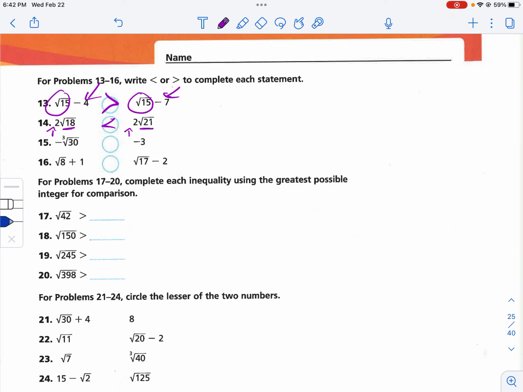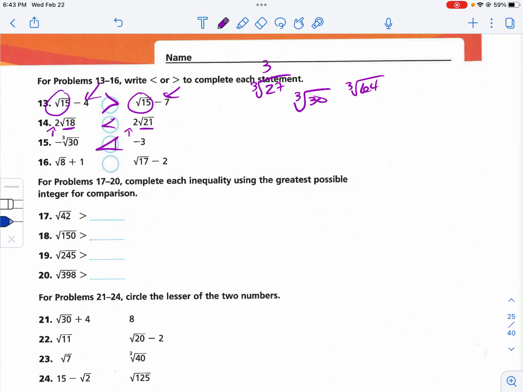the cubed root of 30, that's going to be between the cubed root of 27, which is 3, and the cubed root of 64. Okay, so it's going to be more than -3. So then that means that this is less than.